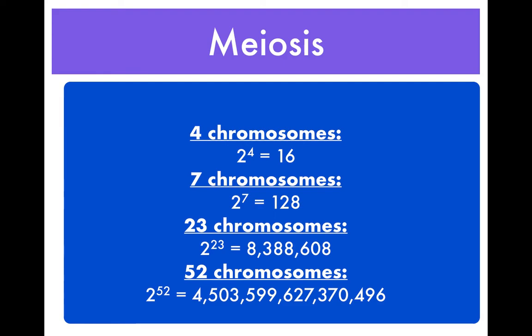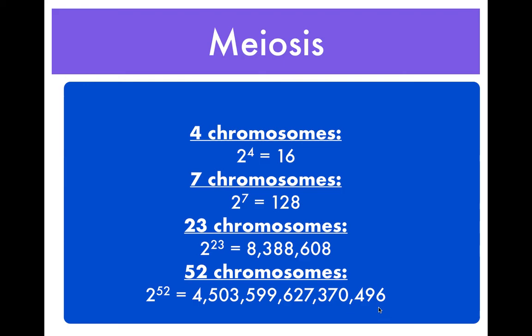Humans have 23 chromosomes. 2 to the 23rd power is 8,388,608. So each individual human can make 8,388,608 different sperm or eggs if we just look at the chromosomes. If an organism had 52 chromosomes, and some do, there are this many possible combinations, possible gametes that could be made.